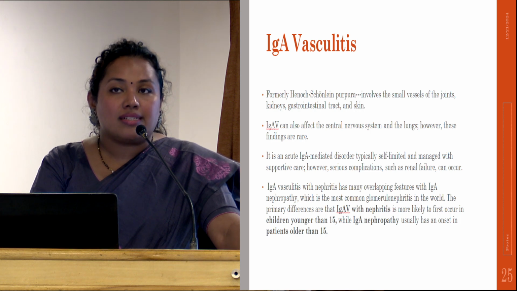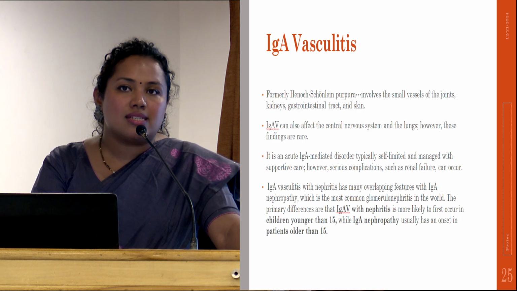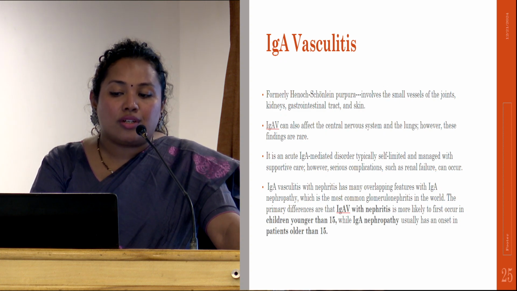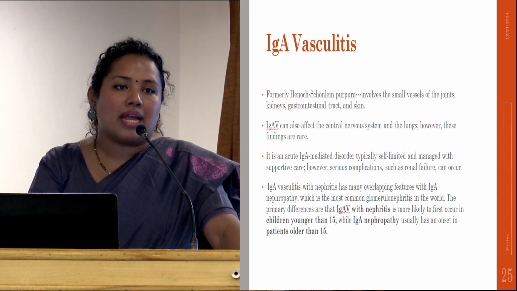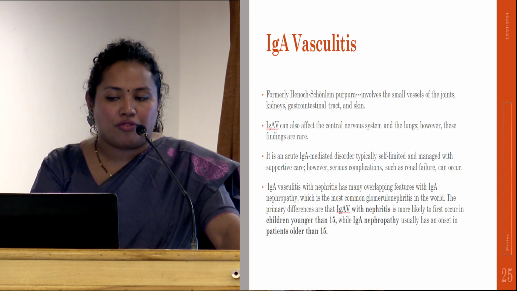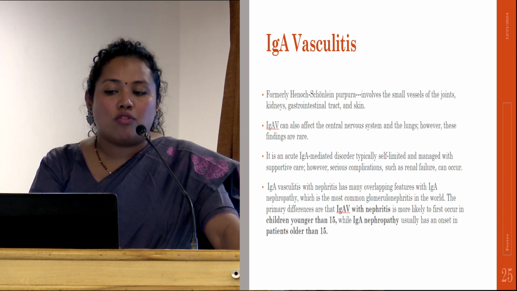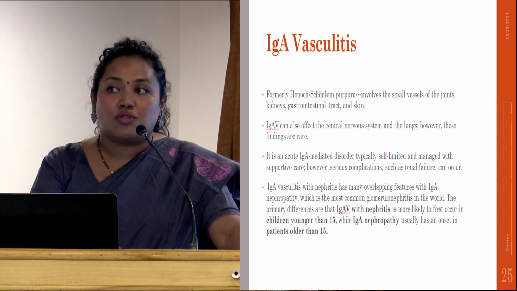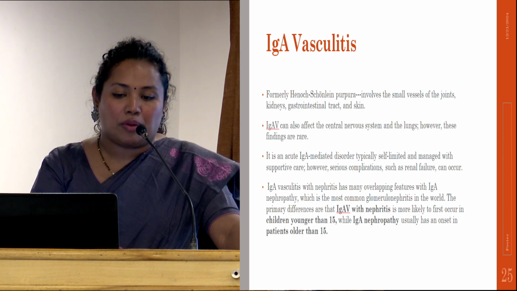It can also affect the central nervous system and lungs, but this is fairly rare. So an acute IgA mediated disorder is typically self-limiting and can be managed with mild medications like NSAIDs and supportive care. But if there is involvement of the kidneys or if there is any evidence suggestive of renal failure, it needs aggressive therapy.